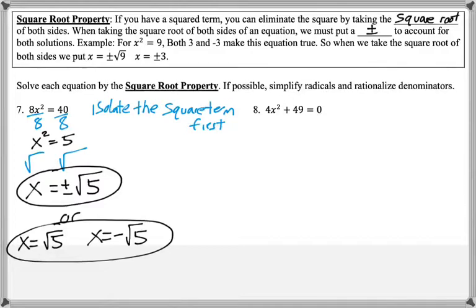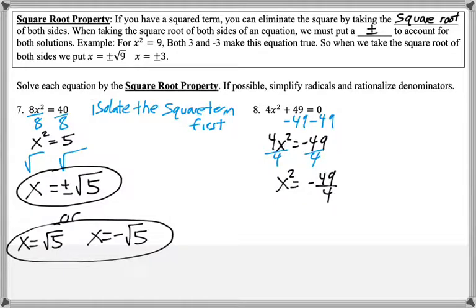On question number 8, I'm solving by the square root property. So my first step is to isolate the square term. I want to get the x squared by itself first, so I'm going to subtract 49 from both sides. Then I'm going to divide both sides by 4. So x squared is equal to negative 49 over 4.